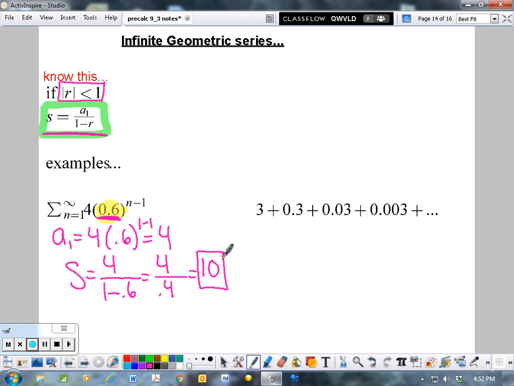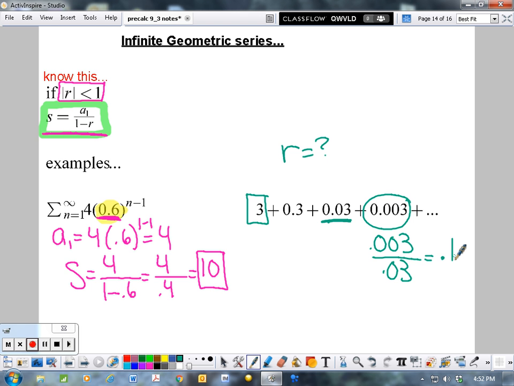On our next one, we have the same idea. We could probably look at this and tell what the answer would be, but what if we were trying to figure out what our common ratio is? I know my first term is 3, but what's my r? If you don't know, you can pick any term and divide by that previous term, and it'll tell me what that common ratio is. So this is my r, which now allows me to figure out what our sum would be.